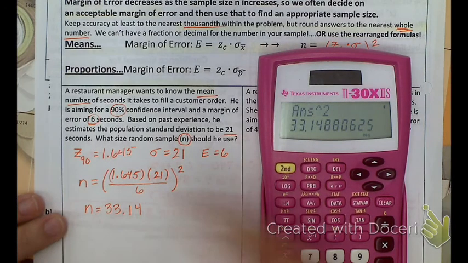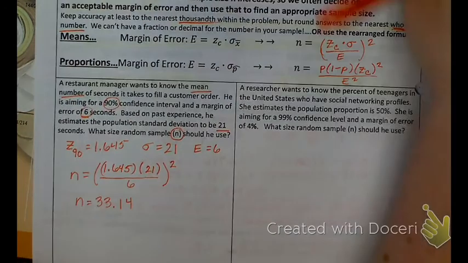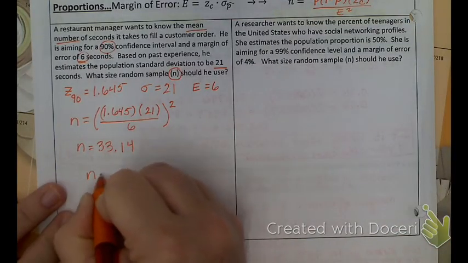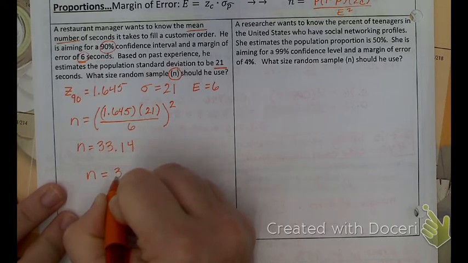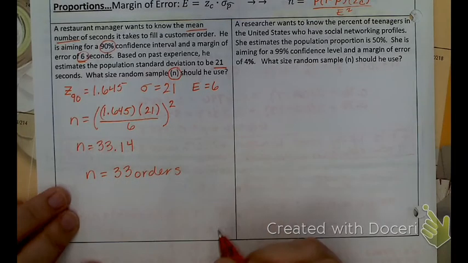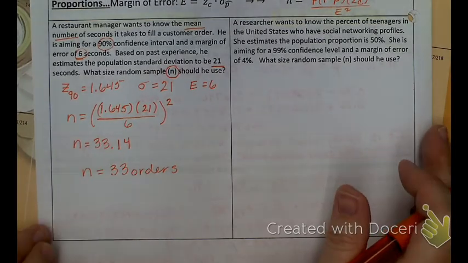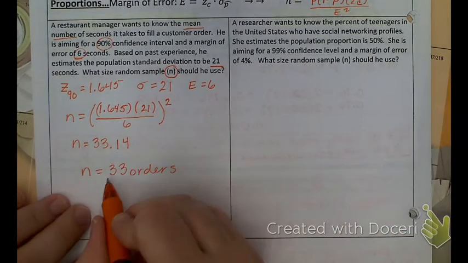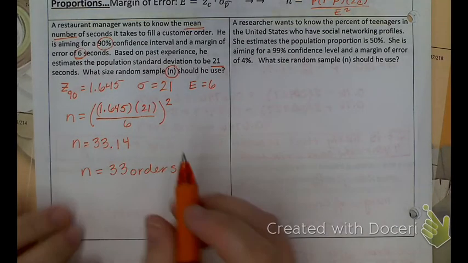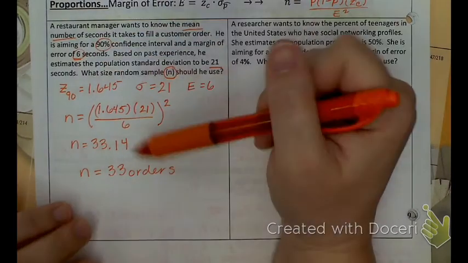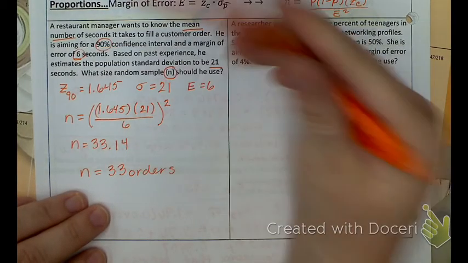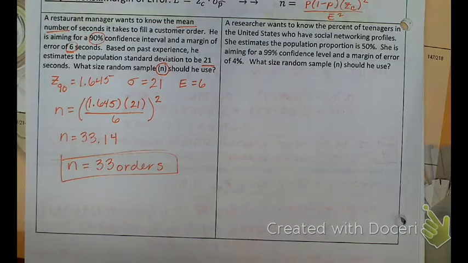33.14. And again, since we're talking about n values, or our sample size, we have to have a whole number. So we're going to say the sample size should be 33 orders. That's how many, 33 orders or 33 seconds? 33 orders. If he wants to do a survey, he needs to check 33 orders to get a margin of error of 6 seconds.